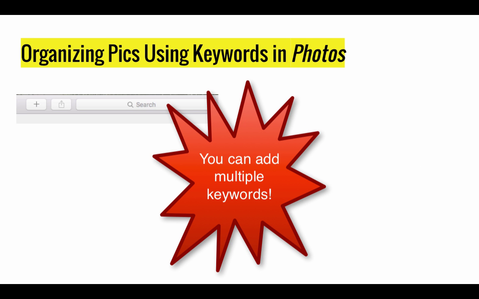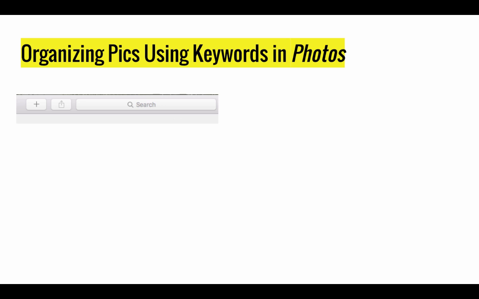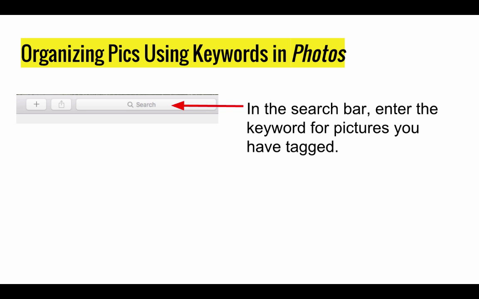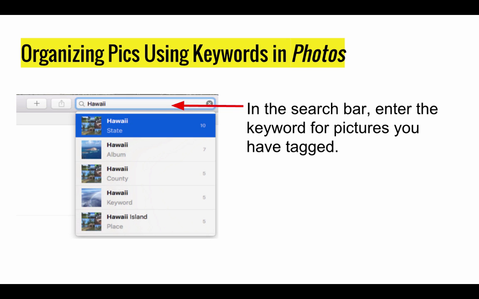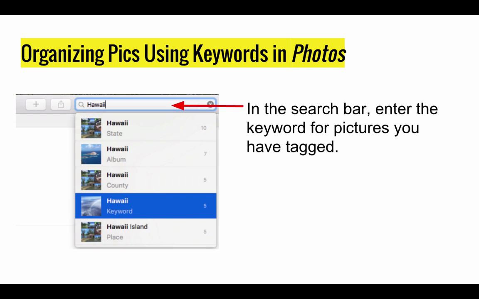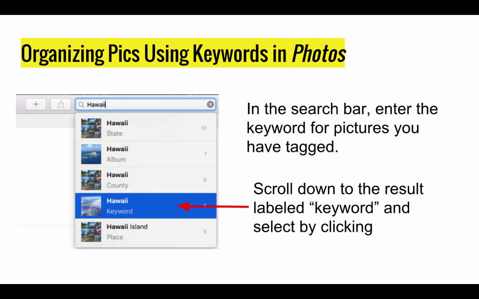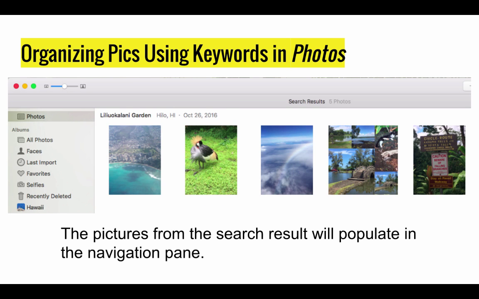Note that you can add multiple keywords to images, which may make it easier to locate those images later on. Now that I have tagged those pictures with keywords, I can find them by going to the search bar at the top of my Photos app and typing in the keyword Hawaii. You will notice a result labeled keyword that contains 5 photos. If you click on this, all 5 pictures we labeled with the keyword Hawaii will populate in the navigation pane.